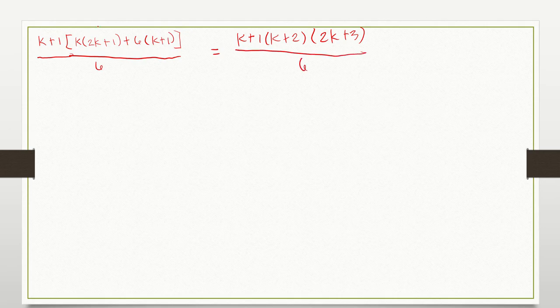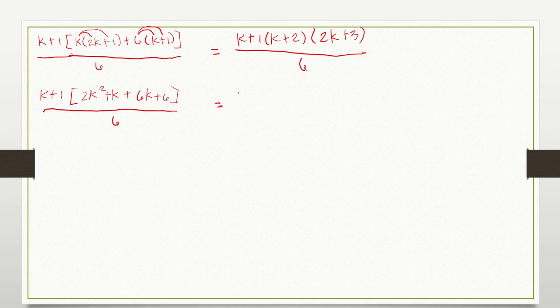Okay, now we proceed here from the left side. We are going to simplify inside the bracket first. As you can see there, we simply distribute this one, and then we also distribute this one before we combine them. Then that will become, rewrite k+1, then let us work on the bracket. That's 2k² + k + 6k + 6 all over 6.